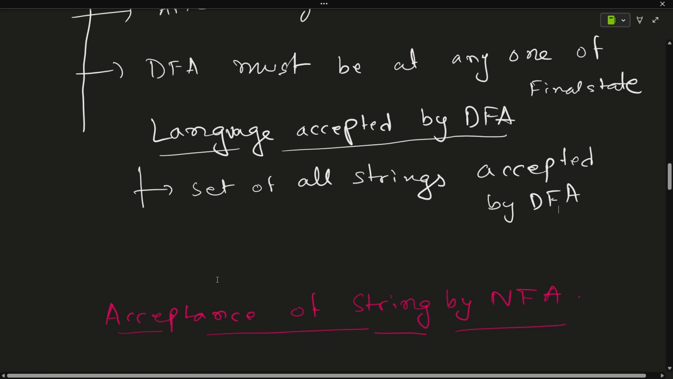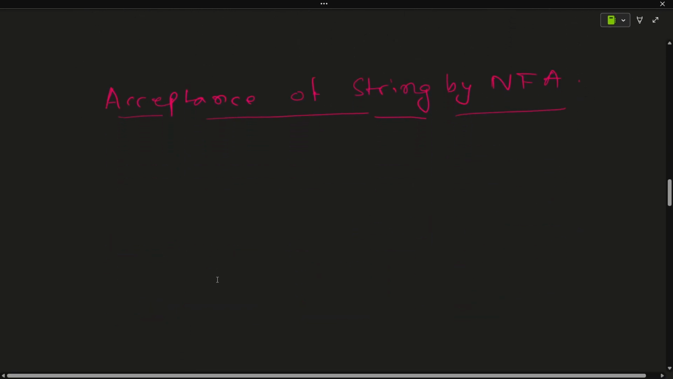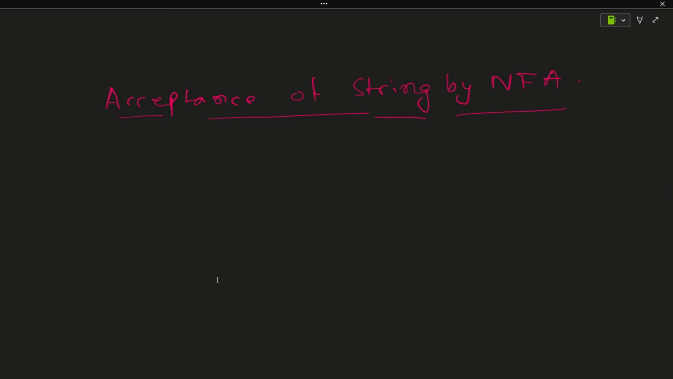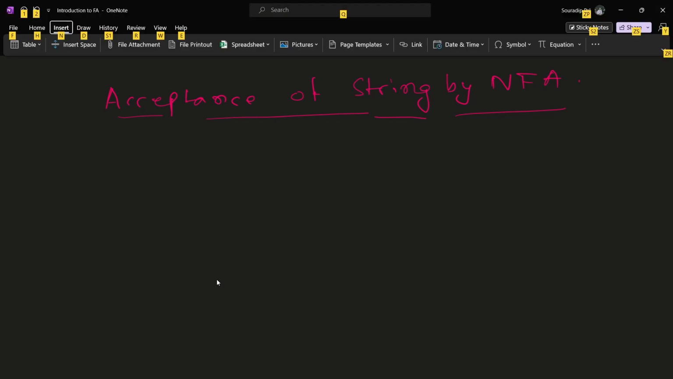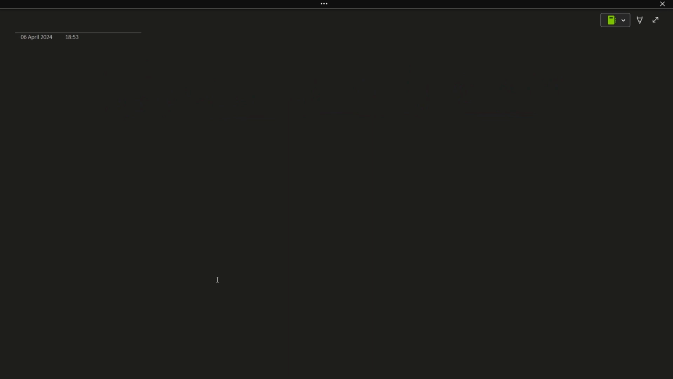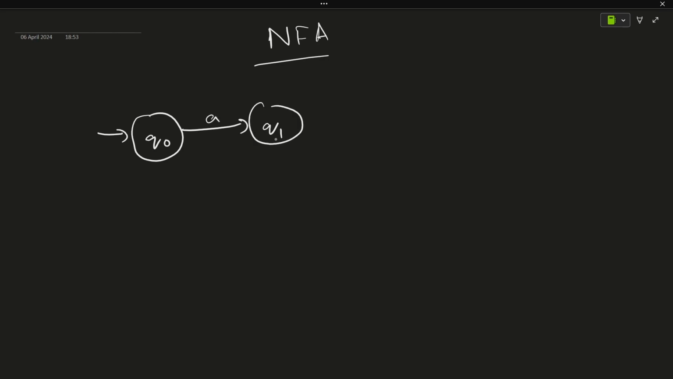So let's come to NFA, non-deterministic finite automata. Let's explain NFA with a state transition diagram. So let's draw it: Q naught, Q1, Q2.